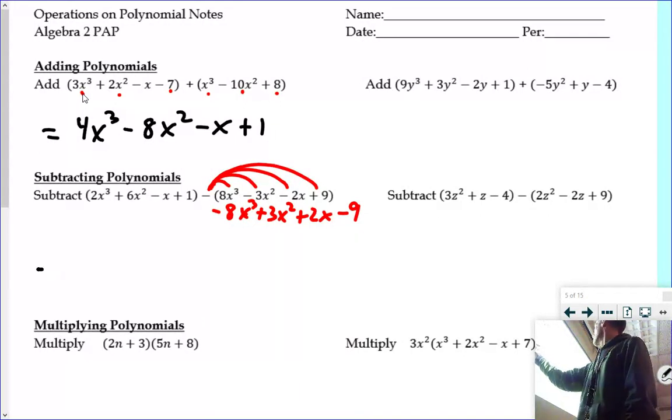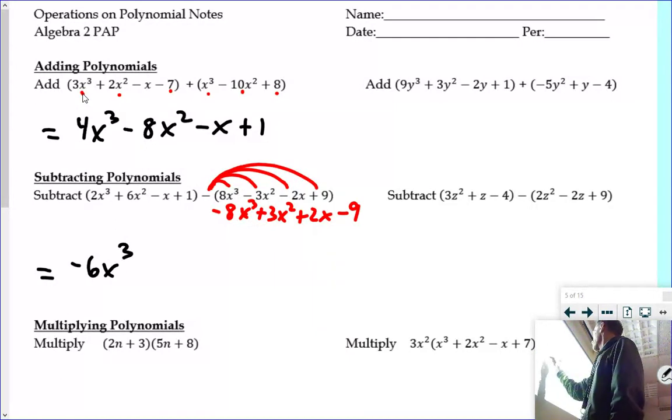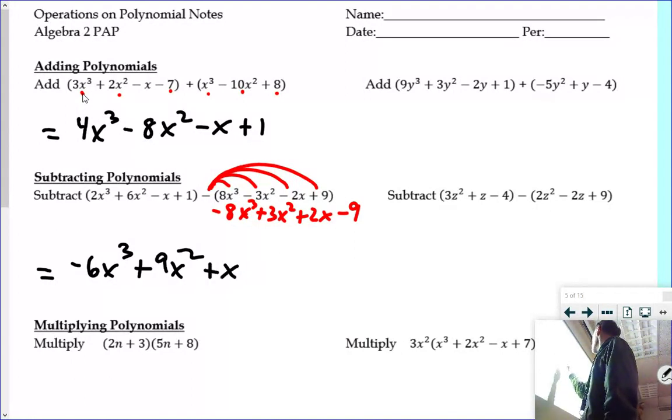So your final answer here would be 2 minus 8, which is minus 6x to the third. 6 plus 3 is 9x squared. Negative x plus 2x is plus x. 1 minus 9 is minus 8. Remember, when you're combining terms, the exponent stays the same. You're literally just combining the coefficients, adding, subtracting.